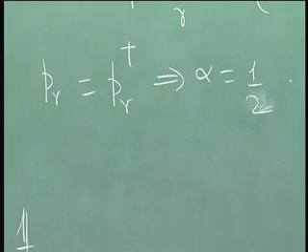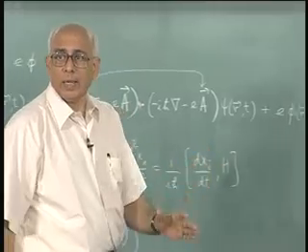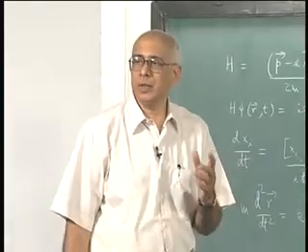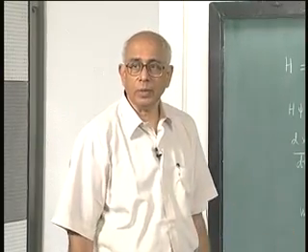So whenever you go from classical to quantum physics, you have to be a little careful. You have to make sure that the commutation relations are respected, and the hermiticity of physical quantities is respected, so that you get real eigenvalues for them.